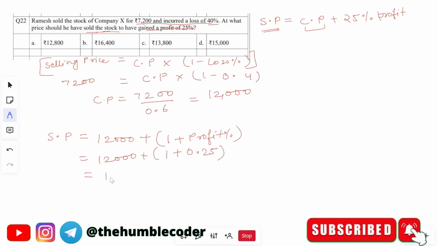So solving this will give us what? 12,000 times 1.25, okay, which will be equal to 15,000. Hope you have got the answer. So the correct answer in this case is option D, which is 15,000. Okay, moving on to the next question now.